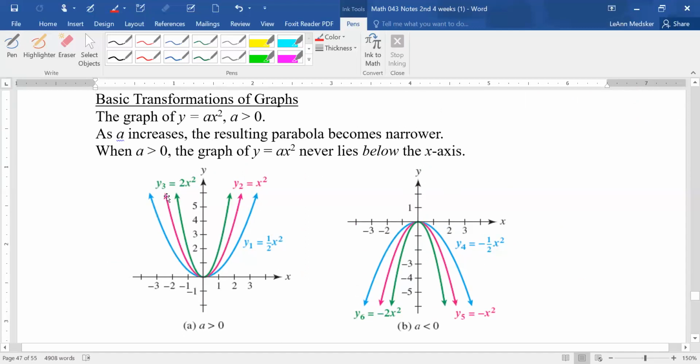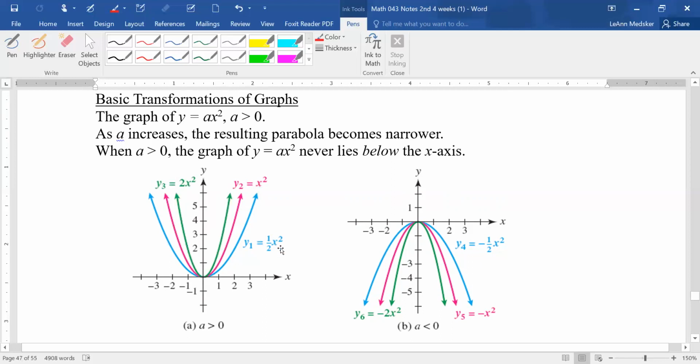So this is the original x squared, this pink graph. If you multiply x squared by 2, it grows faster. So what that means is that this green graph has been stretched. It actually looks like it's skinnier than the pink graph. We call that narrower to be PC. So this green graph is narrower.